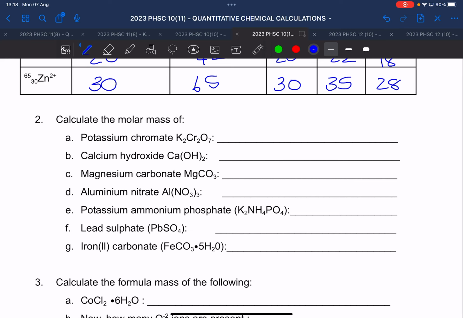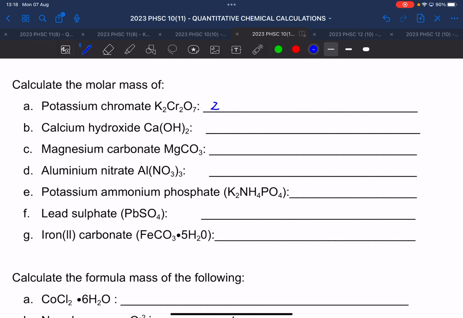I want you to tell me 2 times 39 plus 2 times blah blah blah plus 7 times blah blah blah is equal to. Okay, so the whole thing, you must tell me. Okay, sharp, when you're ready? 2 times 39 is 46. Plus 2 times chromium is 52. Plus 2 times 7 times oxygen, which is 16, equals 294 times chromium. Okay, next one.